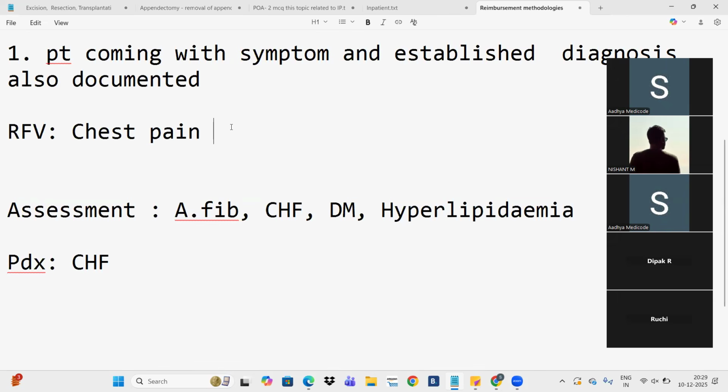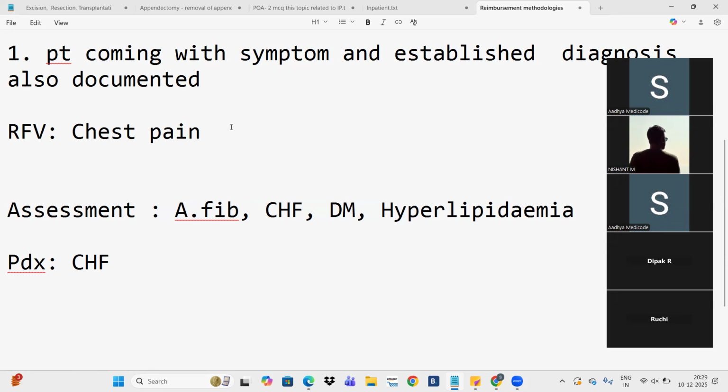Based on what do we check the DRG value? Whichever diagnosis gives the higher DRG should be the PDX. If both conditions fall under the same DRG, then either one can be considered as PDX, because we are coding based on the DRG value. Based on the DRG value only, they will get the payment also.